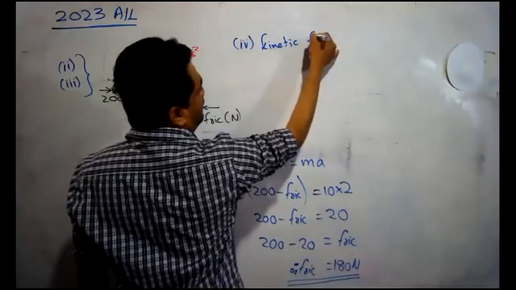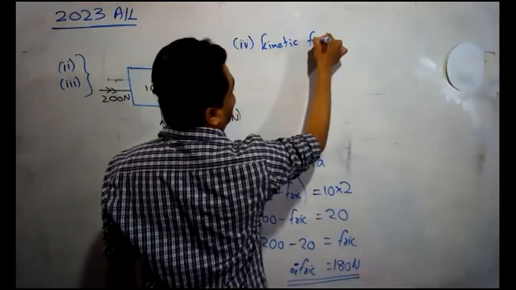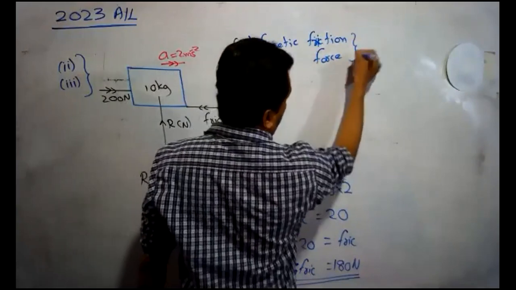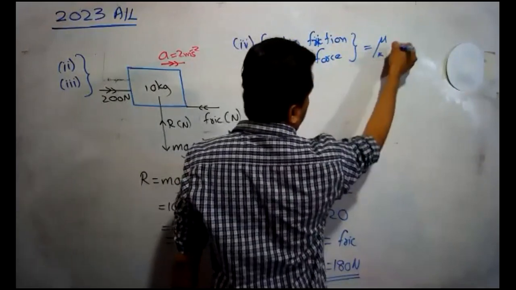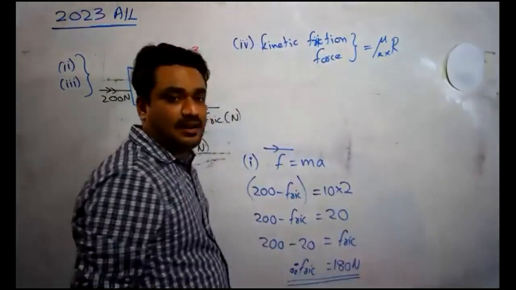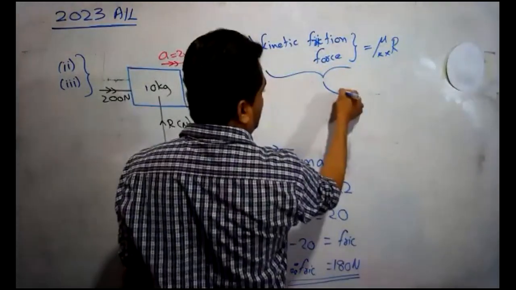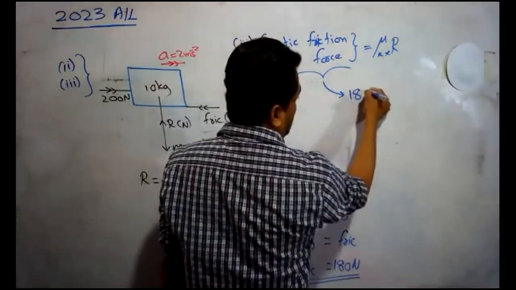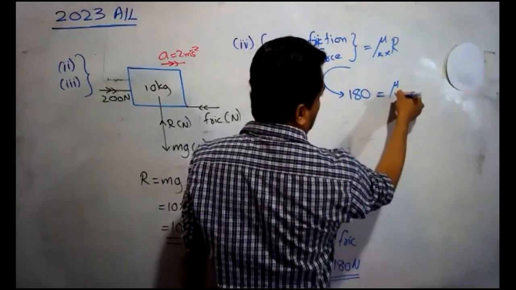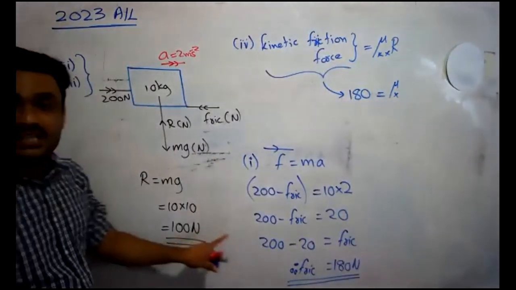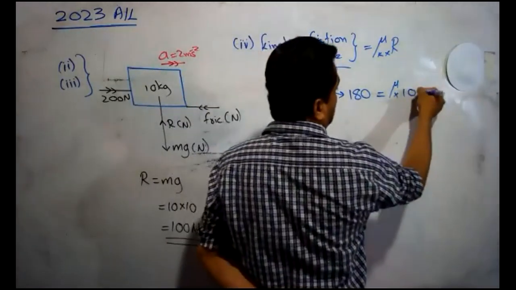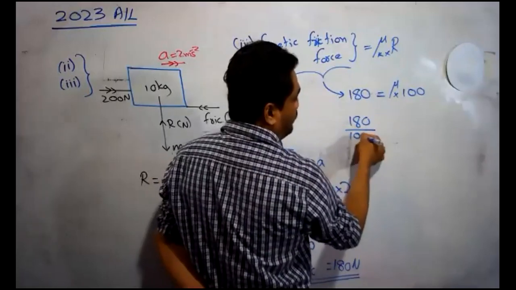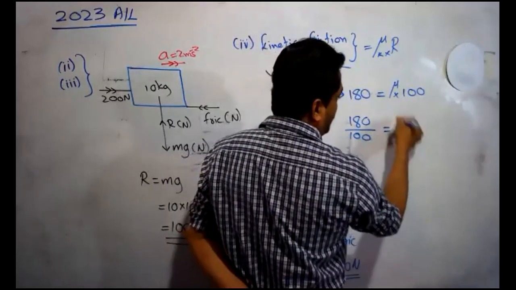Kinetic friction force is equal to mu k times R. We have found kinetic friction force as 180 Newton. Mu k we don't know, but R, normal reaction force, is 100. If you take 100 this side, you will get 180 divided by 100 equals mu k.